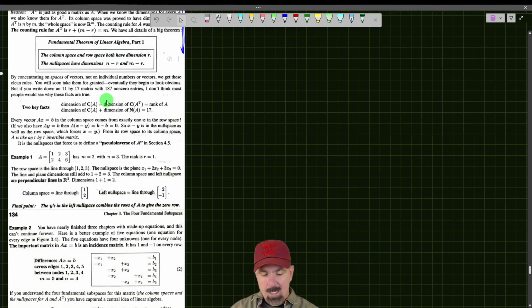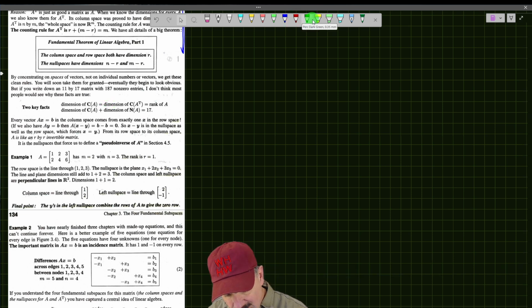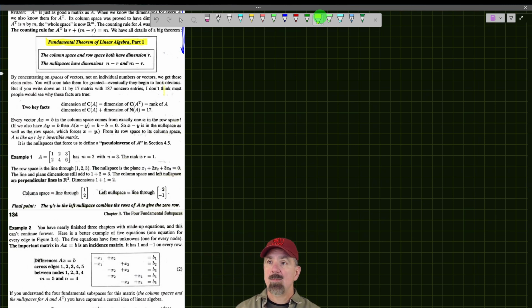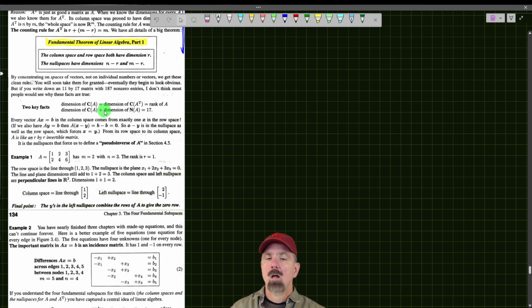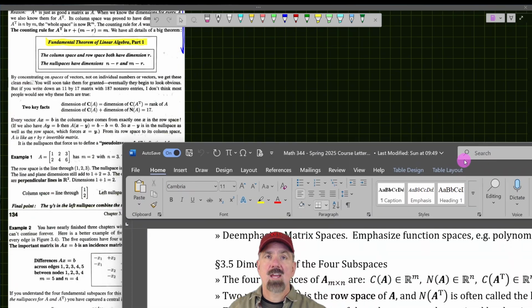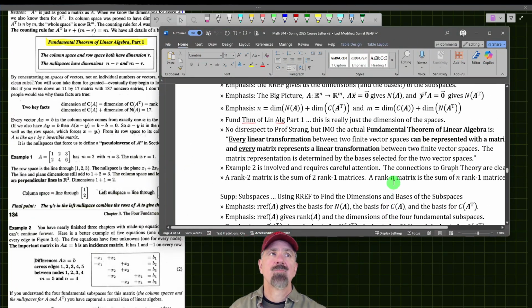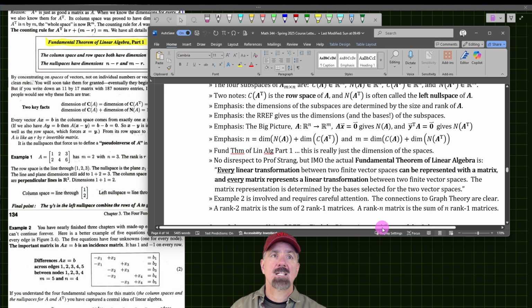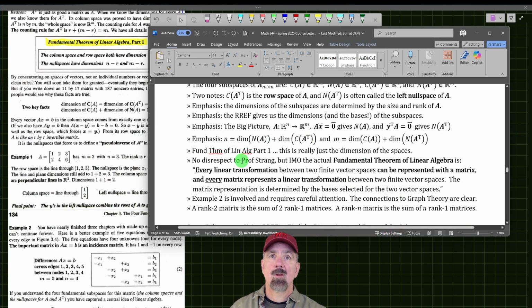Then he gets to what he considers to be the fundamental theorem of linear algebra. So let me highlight this. This is the fundamental theorem of linear algebra, part 1, which he says has to do with the dimensions of these spaces. So no disrespect to Professor Strang, but I don't think that is the fundamental theorem for linear algebra. Here's what I think the fundamental theorem for linear algebra is. And it's very much in line with what we talked about a couple of lessons ago.